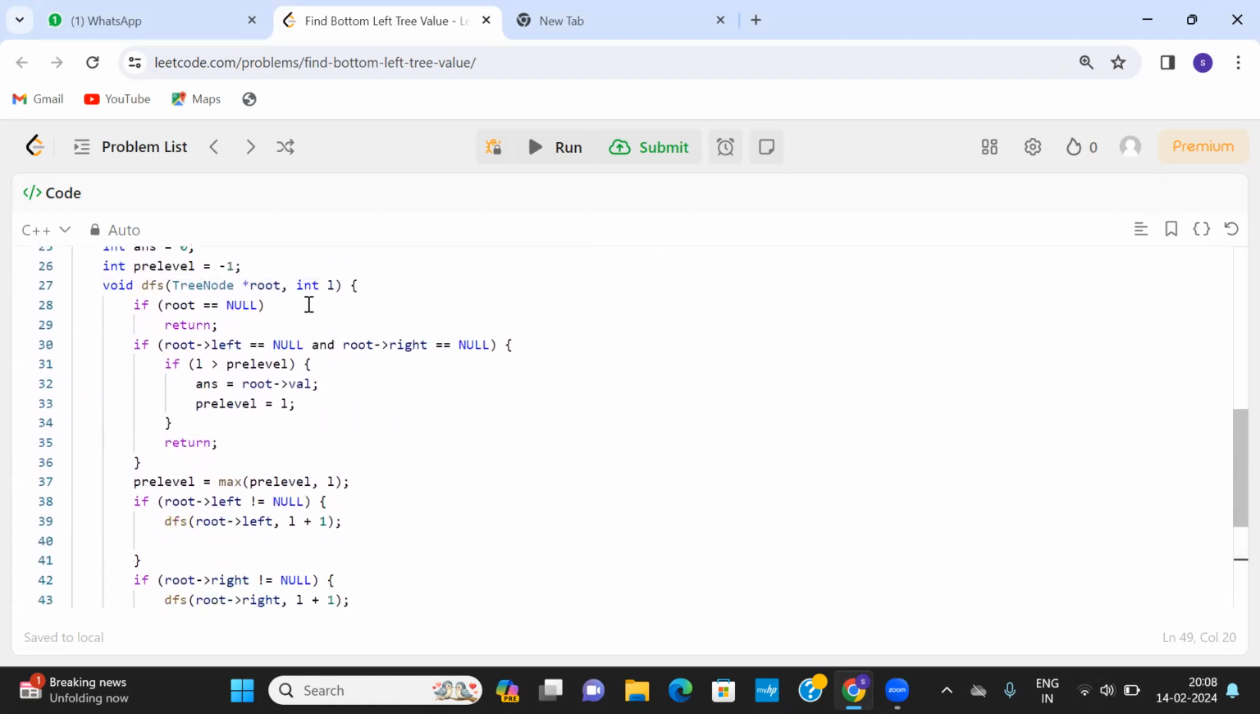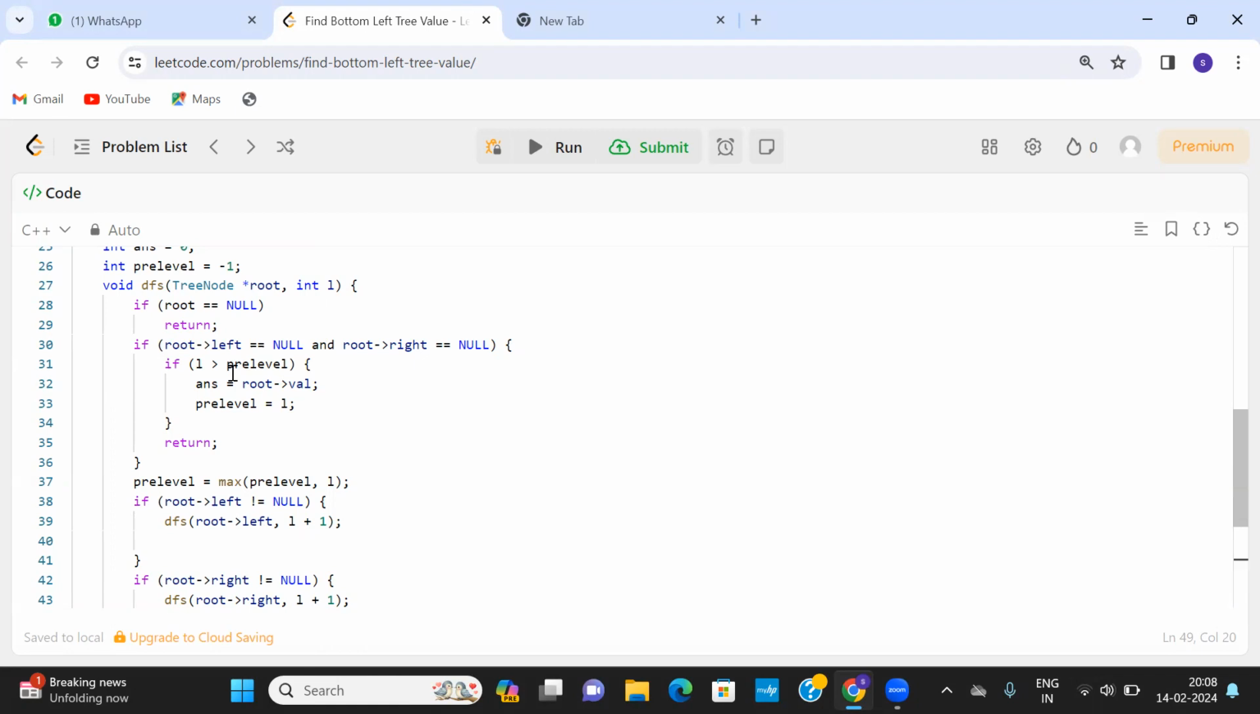We have a root with us and int L denotes the level of the tree. If root double equals to null, then we will directly return. Otherwise, we will check if root left double equals to null and root right double equals to null. What does it mean? It means that it is the leaf node. That particular node is the leaf node if this condition is satisfied.